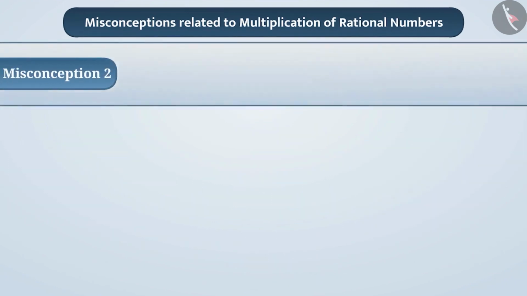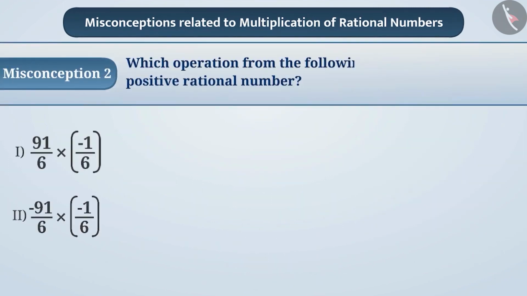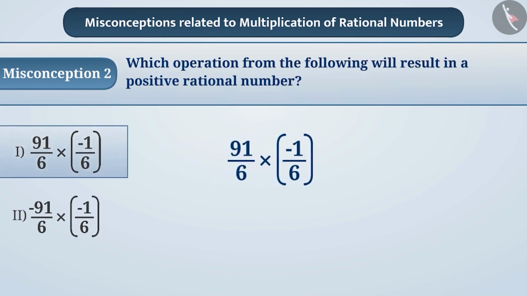Misconception 2. Which operation from the following will result in a positive rational number? Ignoring the symbol when multiplying two rational numbers makes some simple mistakes, as some children understand that the sign of the first number is given in the result. They see that the first number in option 1 is positive, so the result of that operation is also assumed to be positive. For this reason, they give the answer as option 1.